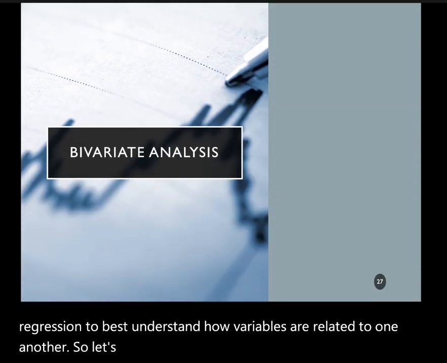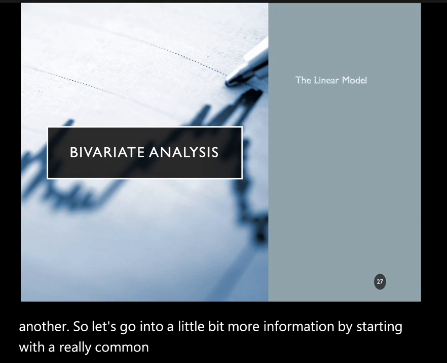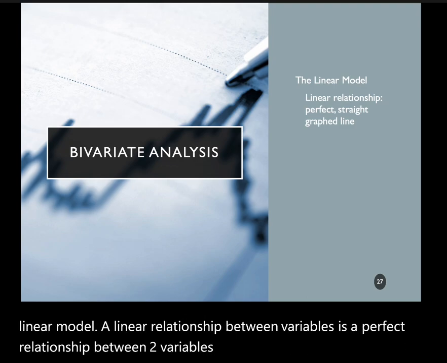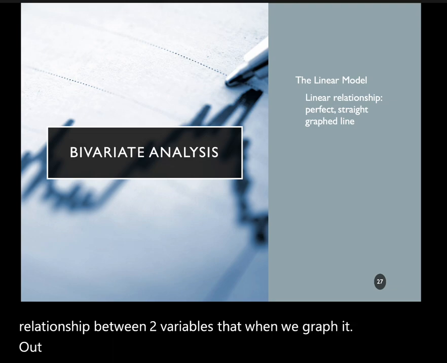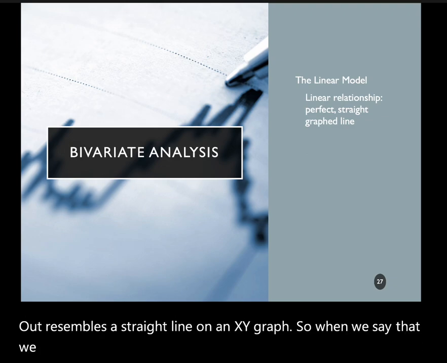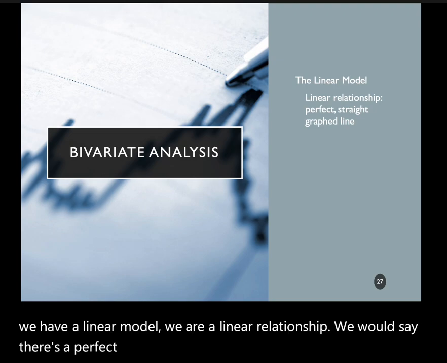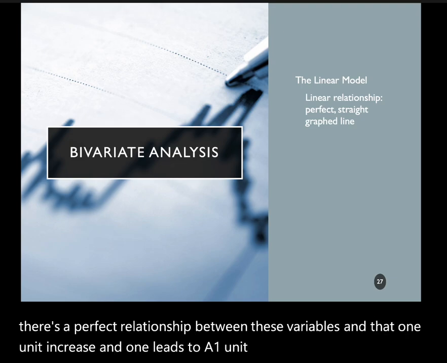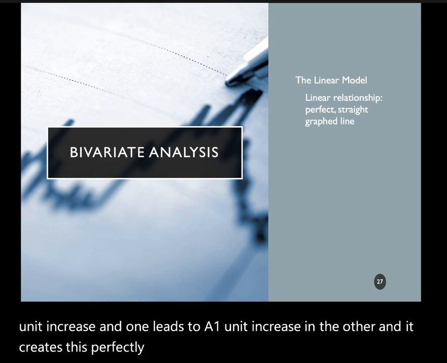So let's go into a little bit more information by starting with a really common component of bivariate analysis, which is the linear model. A linear relationship between variables is a perfect relationship between two variables that, when we graph it out, resembles a straight line on an XY graph. So when we say that we have a linear model, or a linear relationship, we would say that there's a perfect relationship between these variables and that a 1 unit increase in one leads to a 1 unit increase in the other, and it creates this perfectly straight line on a distribution.